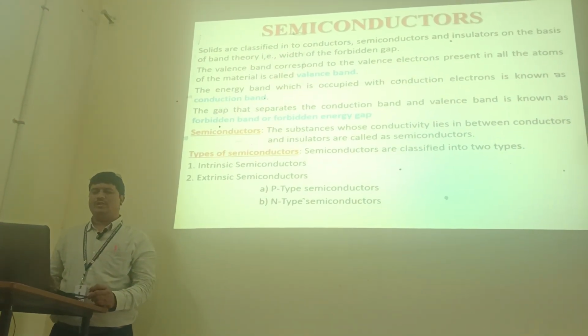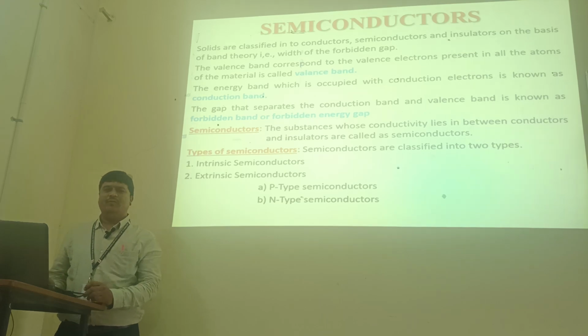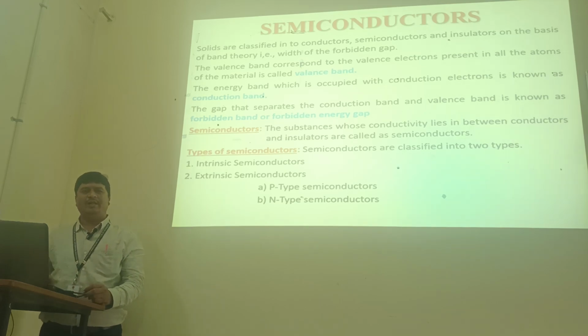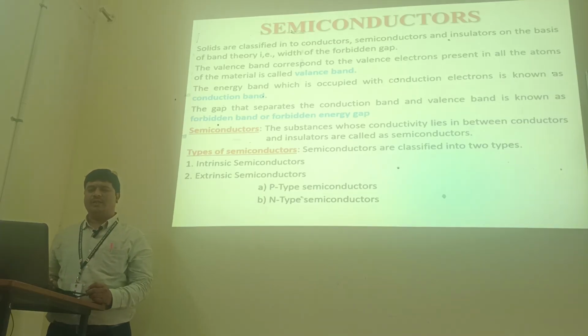We know already that a material that allows the flow of current highly is known as a conductor. A material that allows current partially or moderately is known as a semiconductor material. A material that does not allow the flow of current is known as an insulator.